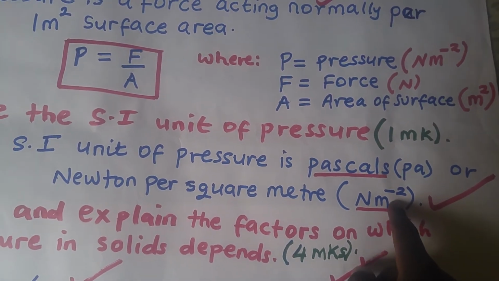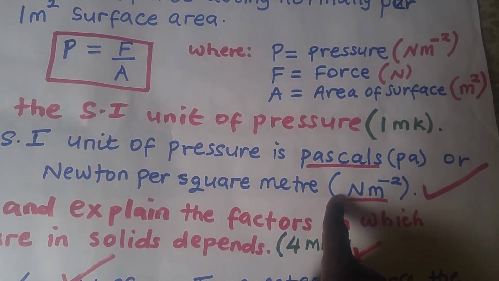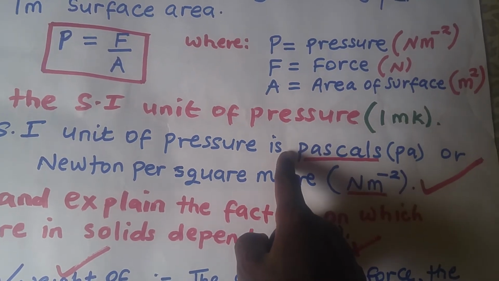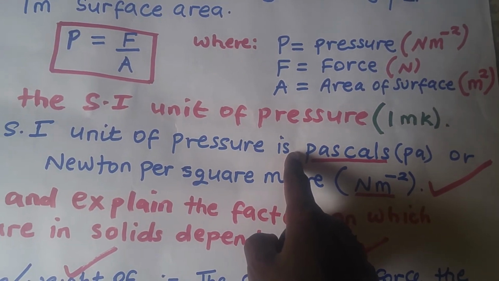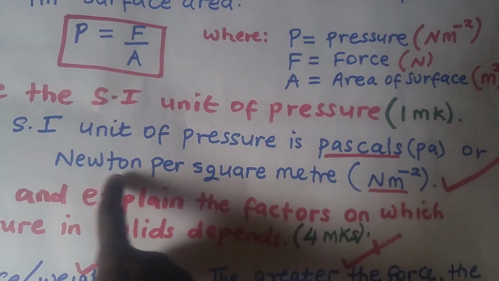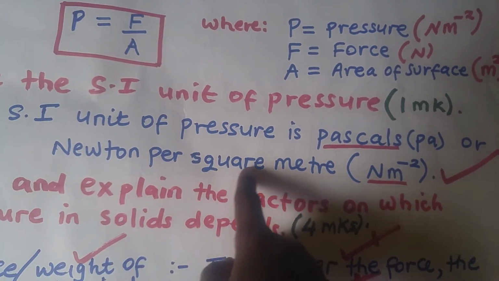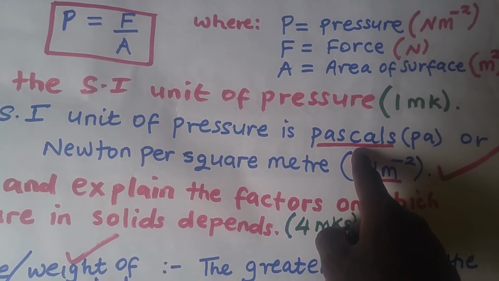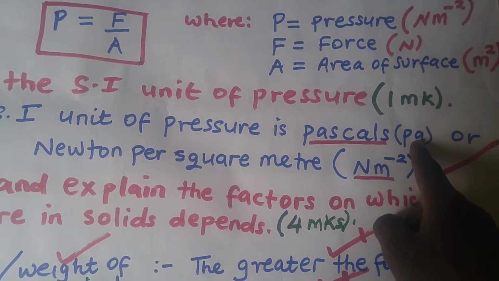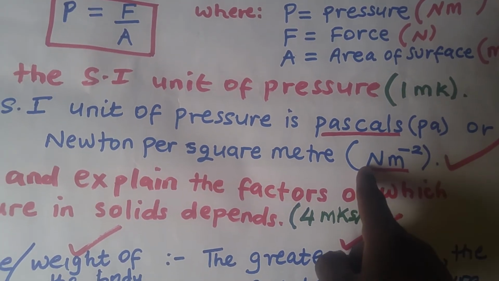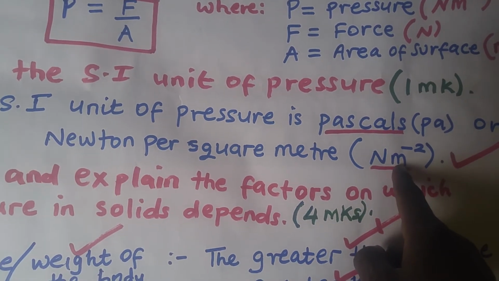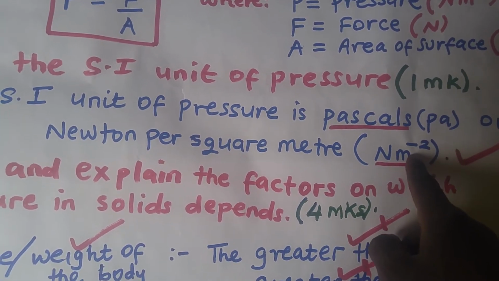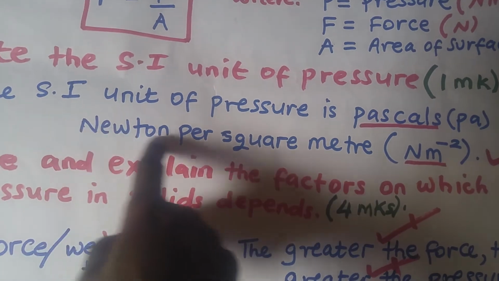So what does that mean? When you have 1 Newton per meter squared, it is the same as 1 Pascal. So the SI unit of pressure, you either say Newtons per square meter or you say it is Pascals. And you are also free to write it in abbreviation, Pa for Pascals. And then this one is Newtons per meter squared in a short form instead of writing the long form.